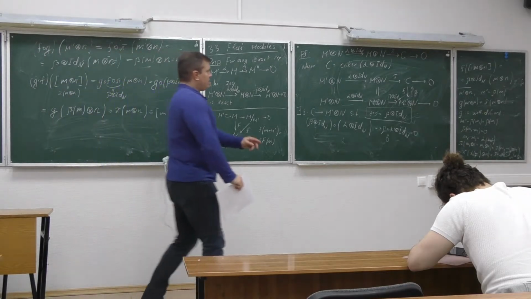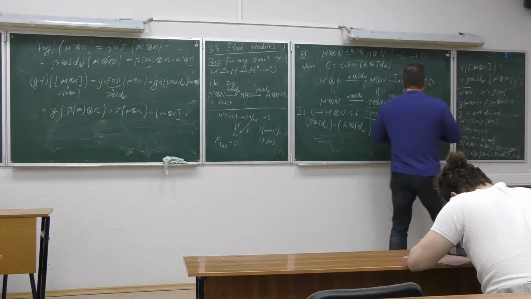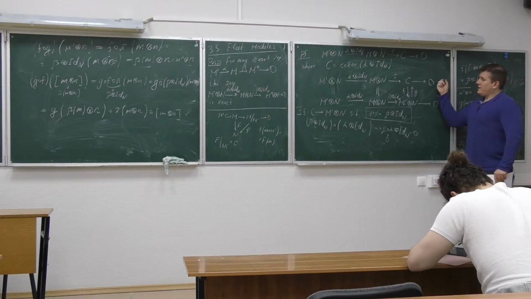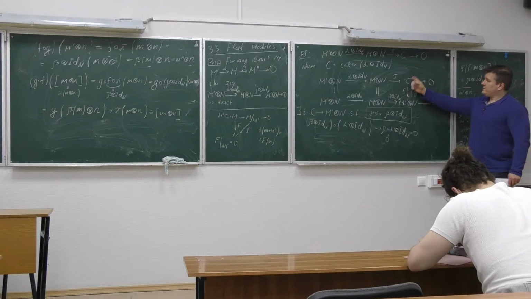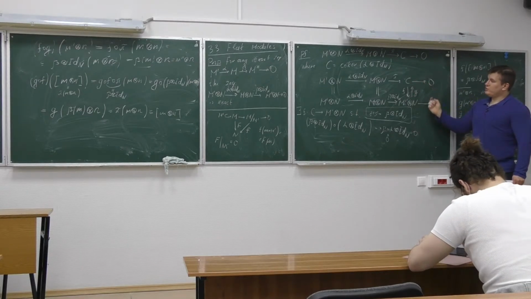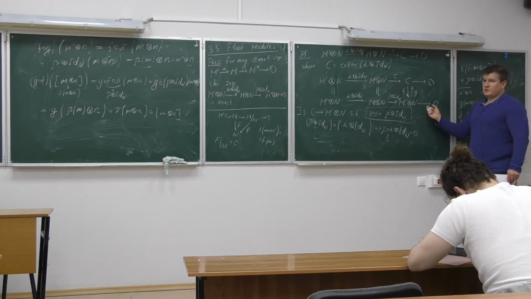So what we can see is that I have a short exact sequence. I have another sequence which I don't know is exact or not, but I have maps which give me an isomorphism of these two sequences. So this is exact, this is also exact.